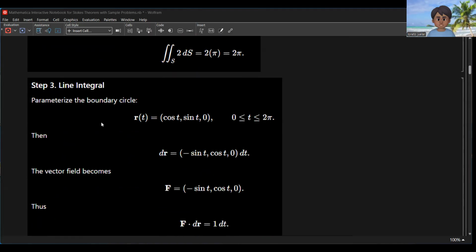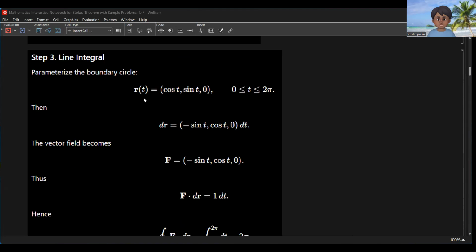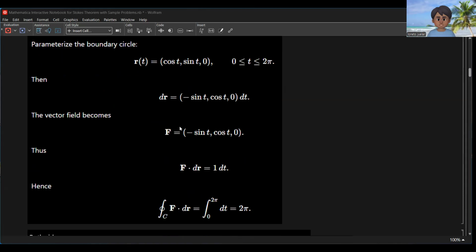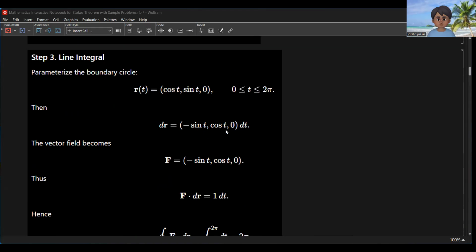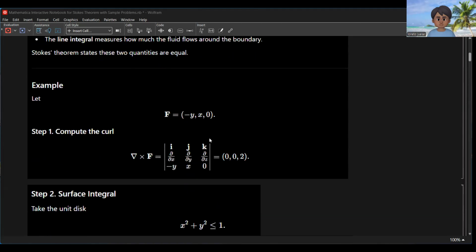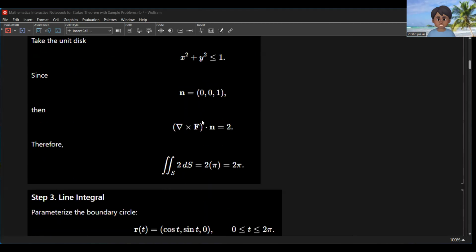For the line integral, parameterize the boundary circle. So r as a function of t is cosine t, sine t, and 0, where t is from 0 to 2 pi. So the total angle here is equal to 360 degrees. The differential of r is negative sine t, cosine t, 0, times dt. And the vector field here becomes negative sine t, cosine t, 0, from the given vector field, negative y, x.